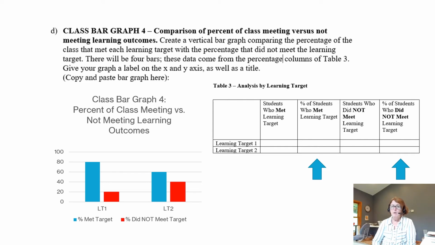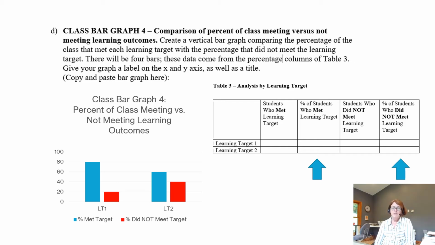And those are going to be represented by the blue and red bars. So again, the title is what I've been doing all along, Class Bar Graph 4, percent of class meeting versus not meeting learning outcomes. And again, I just made up dummy numbers. This time, you can see that more students met the learning target than did not meet the learning target, the greater percentage.